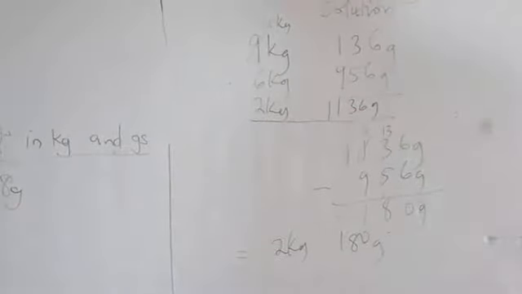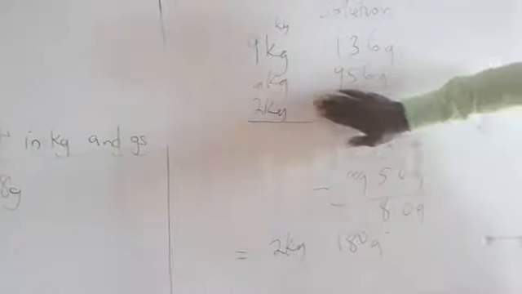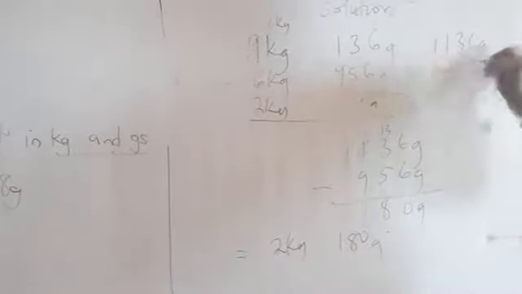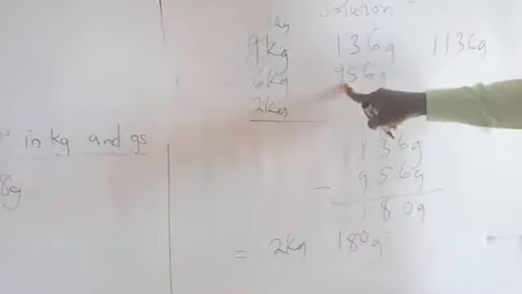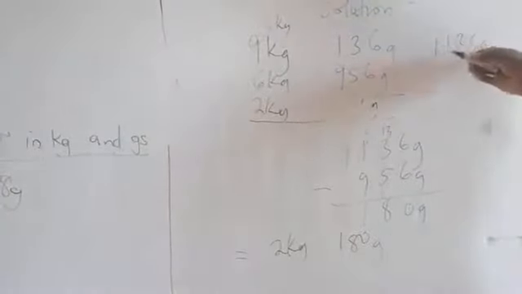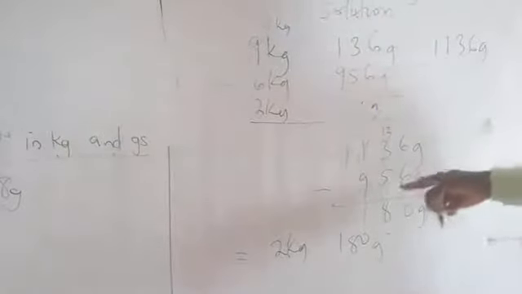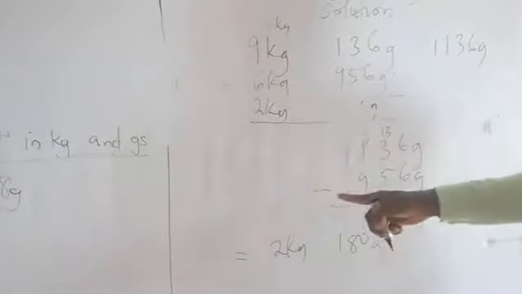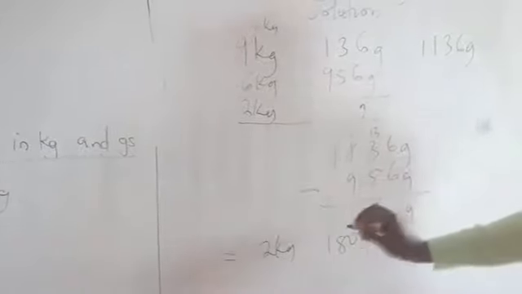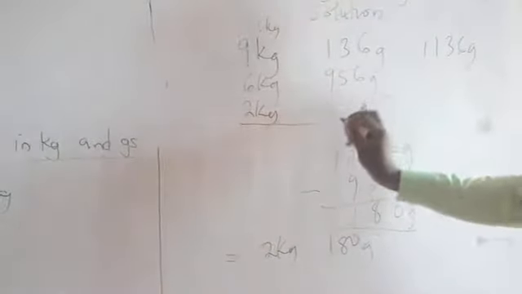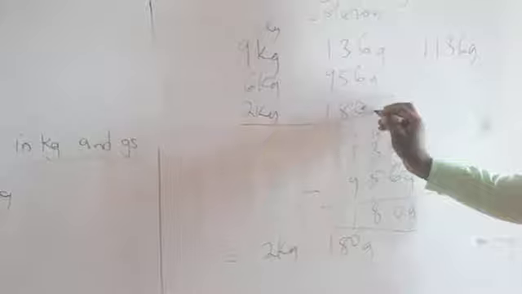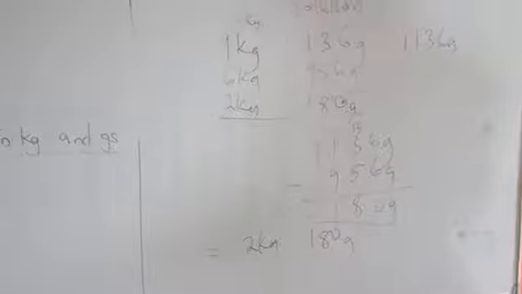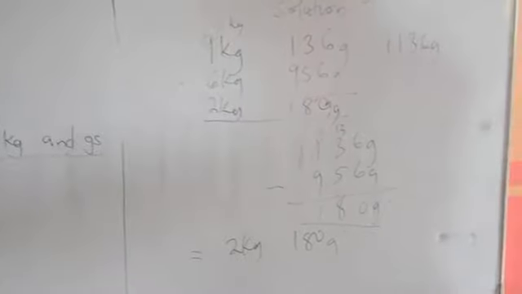We'll end up getting 1,136 gram. So 1,136 gram minus 956 gram will give us 180. So our final answer is 2 kilogram 180 gram.